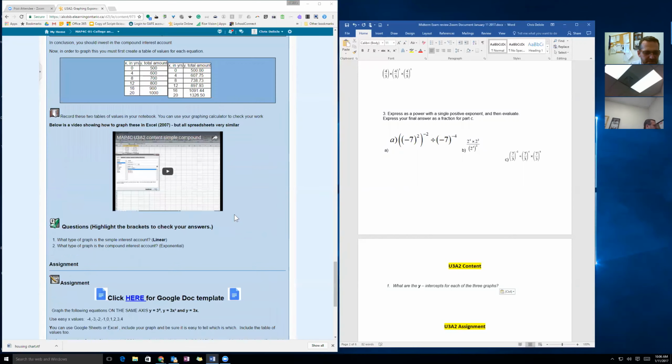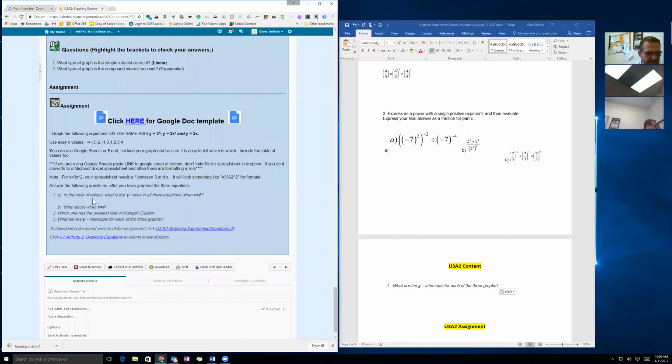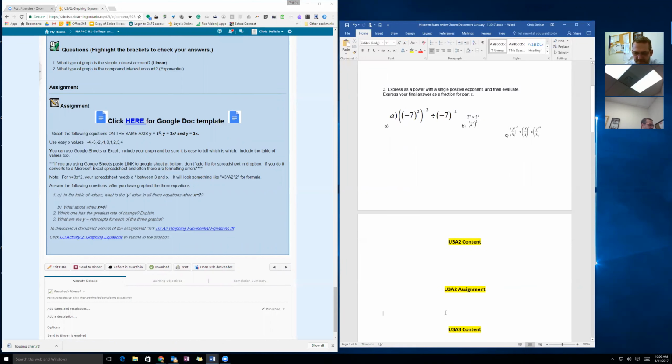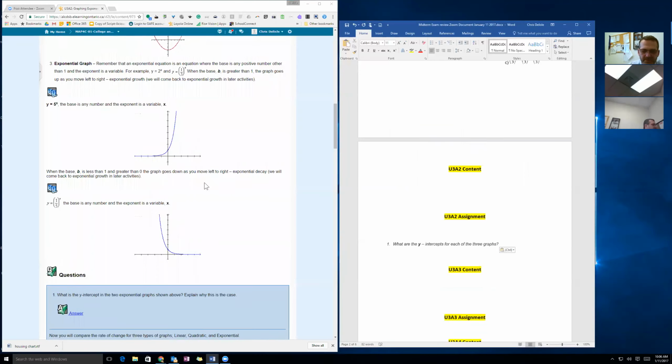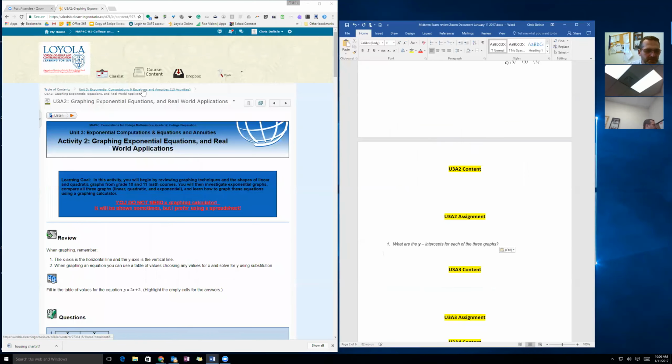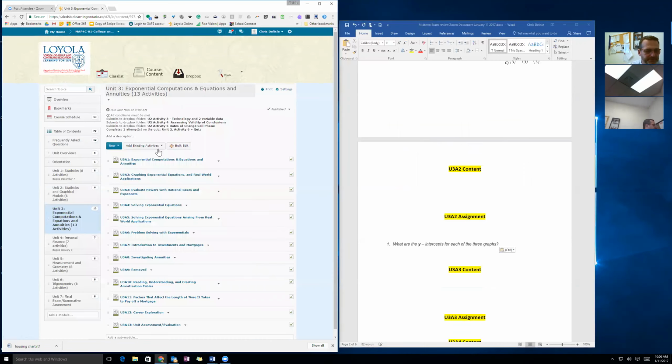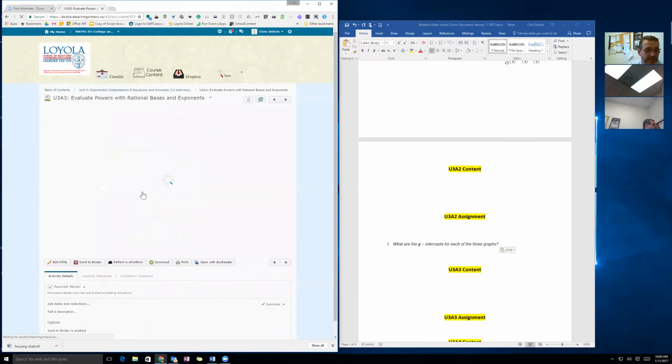So let's go down to the Unit 3 Activity 2 assignment. What are the values? What are the intercepts? Sorry, that was from the assignment, not from the content. So I think I'll just take that and stick it over here under the assignment. And maybe I won't put anything from the content there. And I'll go to Unit 3 Activity 3. So in Unit 3 Activity 3, and this is what I do when I create the midterm.